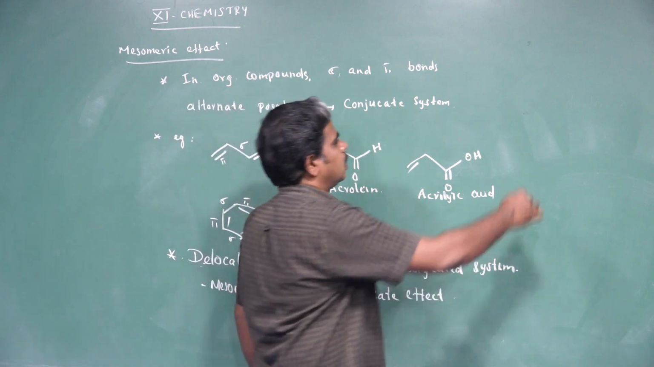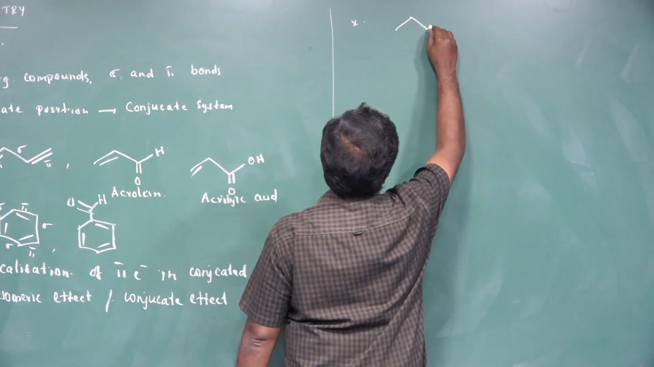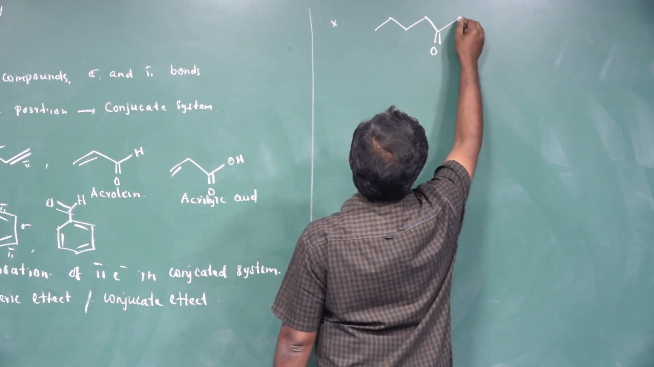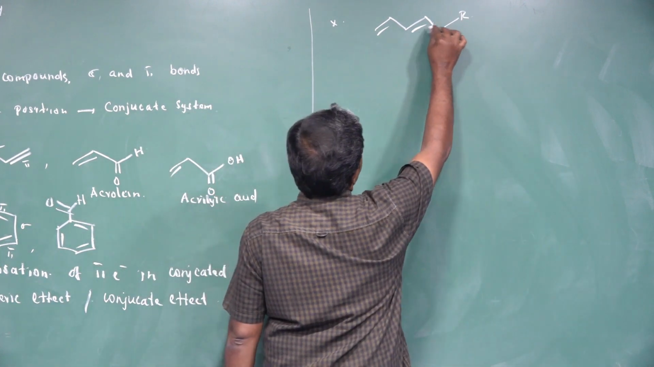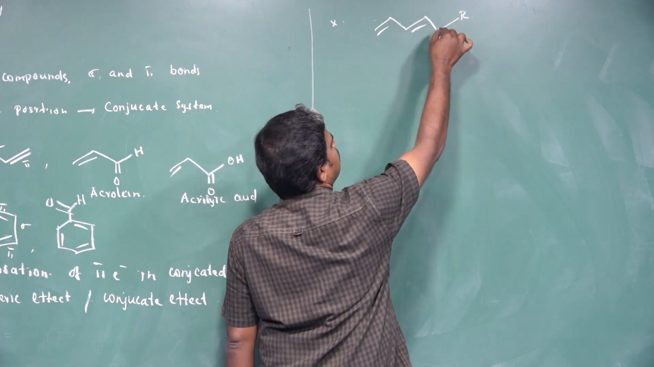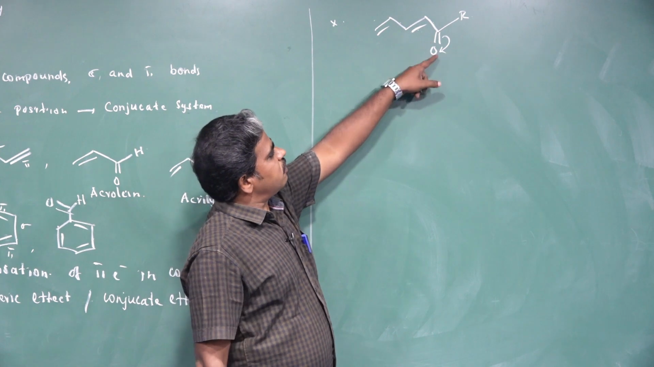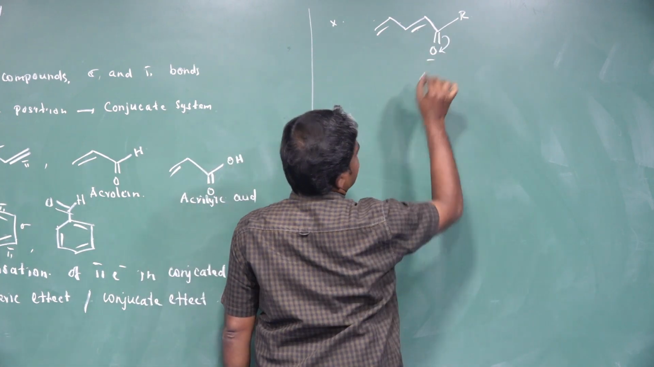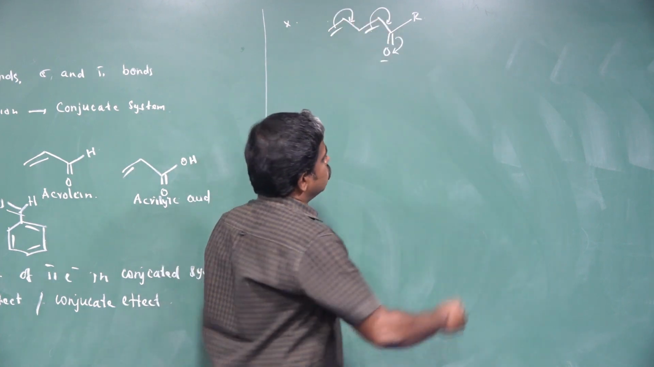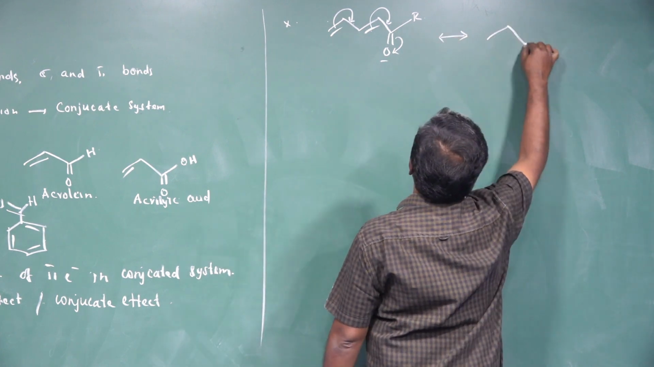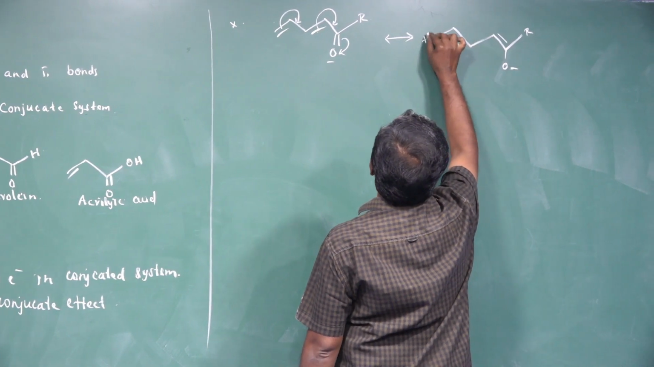For example, we take delocalization of pi electrons. In the first example, there is a double bond and here R, and this is the conjugated system. In this conjugated system there is a delocalization: pi bond, sigma bond and pi bond. Because of the high electronegativity of oxygen, the pi bond will move towards oxygen, so it gets a negative charge. This bond will move here and get a positive charge, and this bond will move here. So we get the structure with R, O minus, the bonds, and the positive charge.